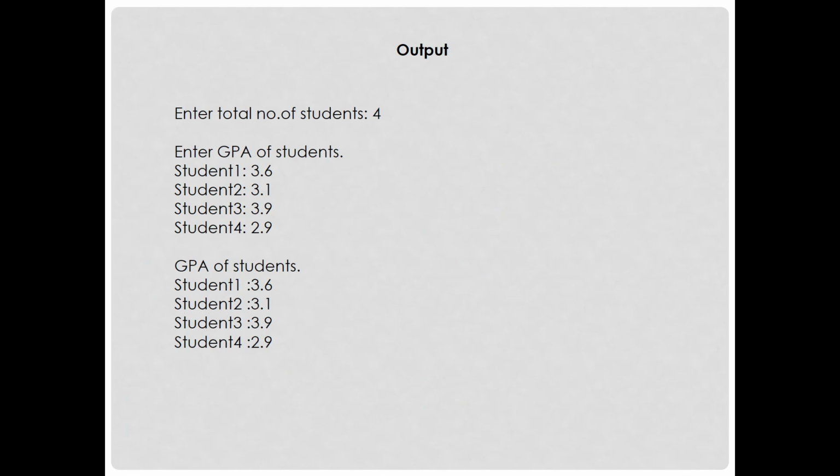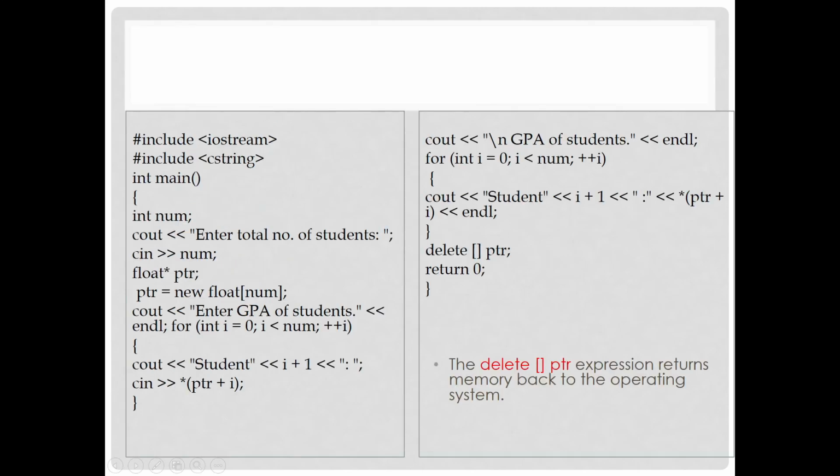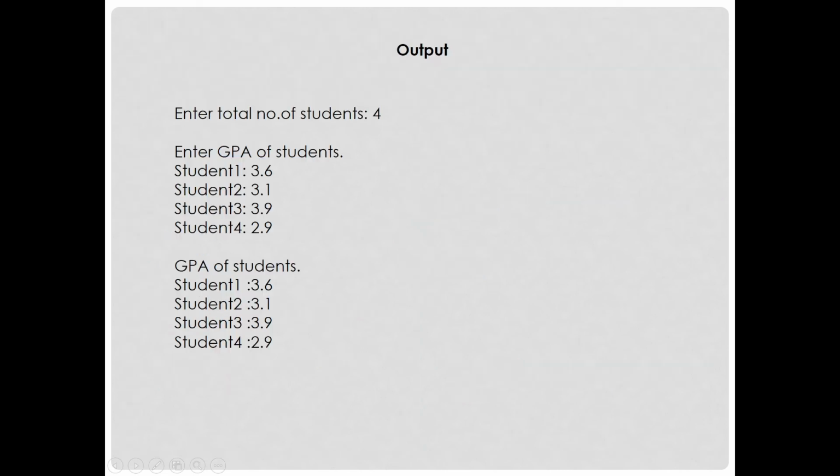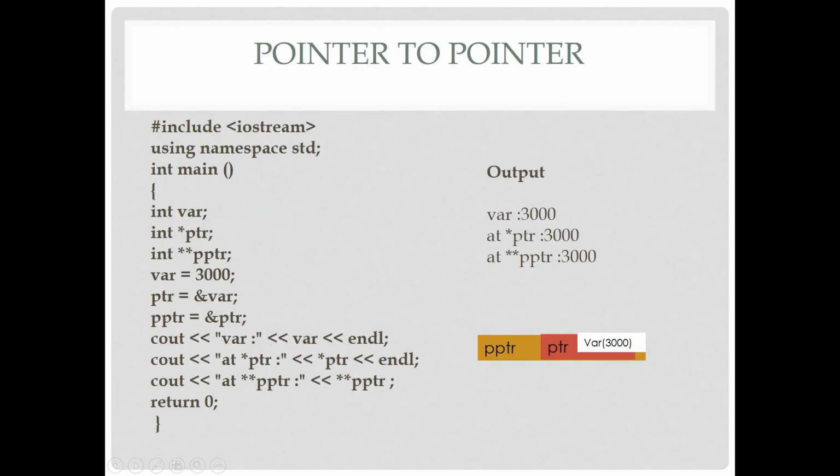Now this is how your output would be. Suppose I am entering 4 as the number of students. Now you are asked to enter the GPA of students using a for loop over here. So for student number 1, student number 2, student number 3, student number 4, all these are float values, and then you are telling it to display again using a for loop. So all these will be displayed. So this is how we use the memory management operators.